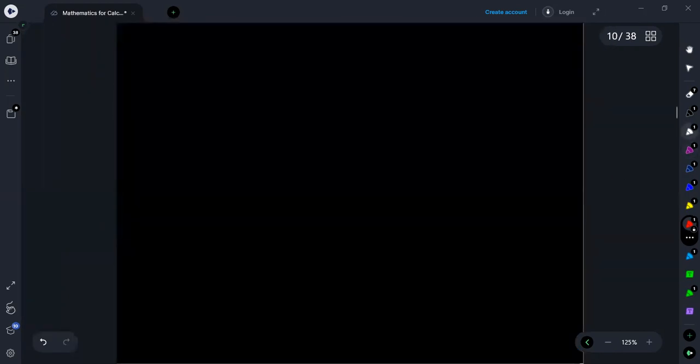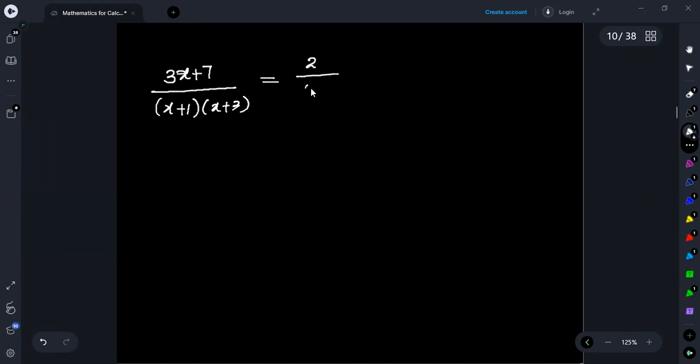As earlier, if we have some expression, in our earlier example we obtained the answer as (3x + 7) over (x + 1)(x + 3). This is equal to 2 over (x + 1) plus 1 over (x + 3). So this is the case that we have considered earlier.